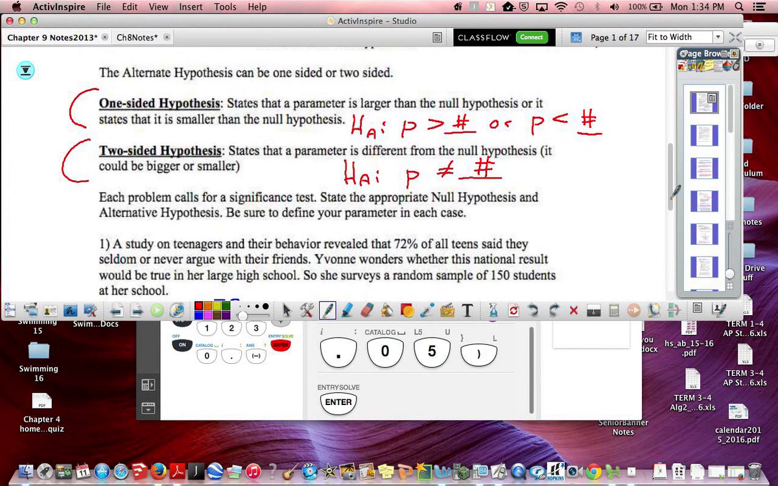Whoops, I don't want to give it away here. It says, each problem calls for a significance test. State the appropriate null hypothesis and alternative hypothesis. Be sure to define your parameter in each case.